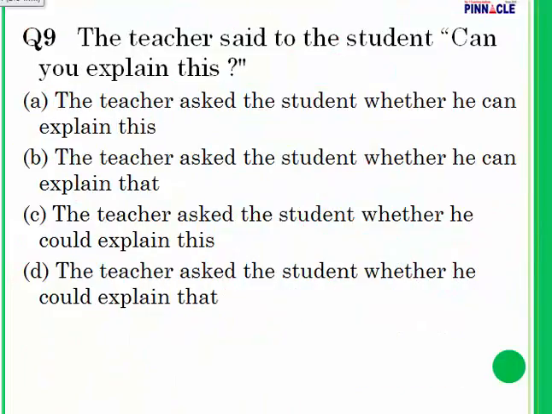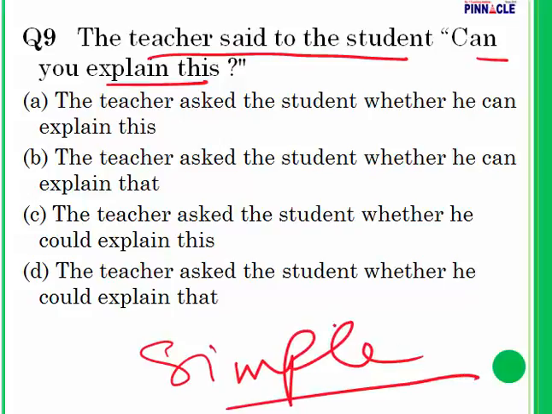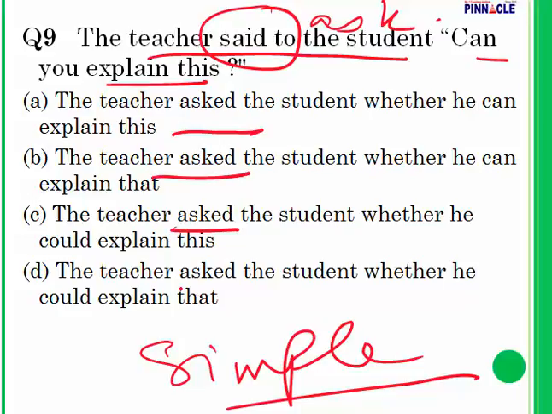Question number 9. The teacher said to the student, can you explain this? This is a simple one. You should be able to do it. The level of the question is simple. Now the teacher is asking, am I right? So asked has been used. Correct? Now the teacher asked the student whether he can explain this. This will change to that. So this one gets eliminated. This one also gets eliminated because in both of them we have used this. Both of them get eliminated.